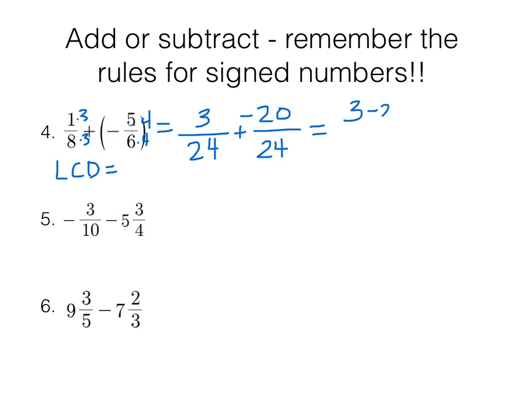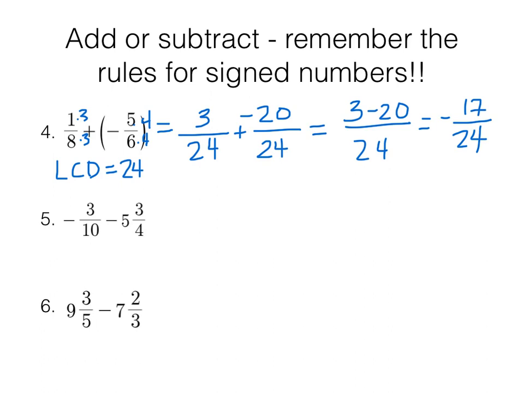Well, 3 minus 20, or 3 plus negative 20, is going to be negative 17. So negative 17/24ths. I should look back and make sure that makes sense. I am adding a much bigger negative. Oh, I forgot to write in my least common denominator here. I am adding a number that is much more negative than the positive, has a larger magnitude, has a larger size than this positive. So it makes sense it would come out negative.